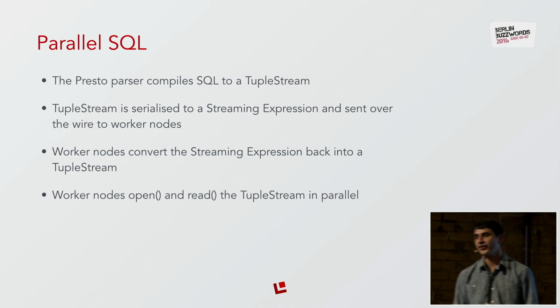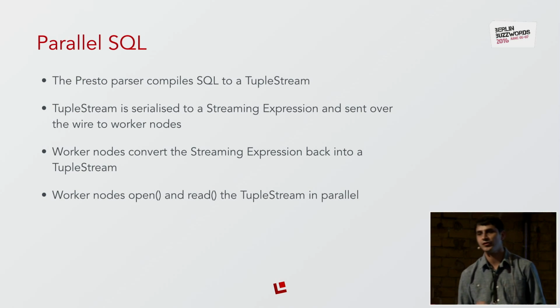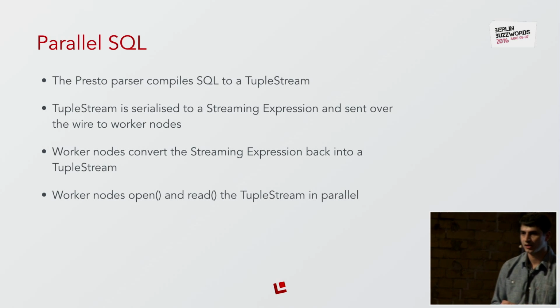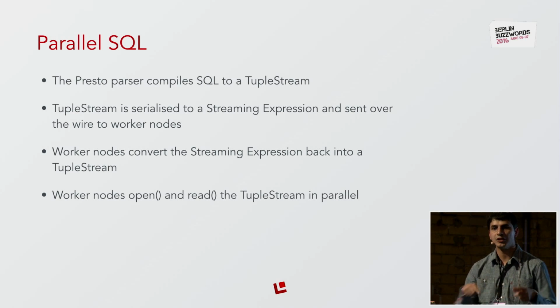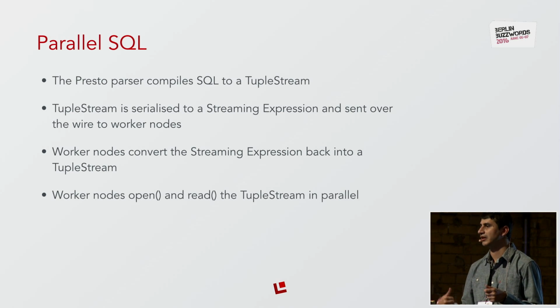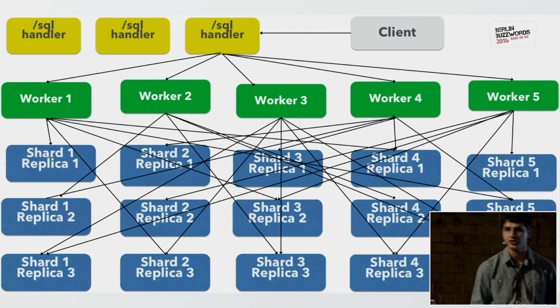When you send an SQL statement to Solr, what happens is we use the Presto SQL parser, which is a parser created by Facebook. That parser internally compiles the SQL statement to the streaming I/O APIs. The streaming I/O APIs are serialized to streaming expressions and then sent to each worker node. And the worker nodes make requests to each replica of each shard and get the appropriate data out of it for further processing. So here we have a diagram which shows this.